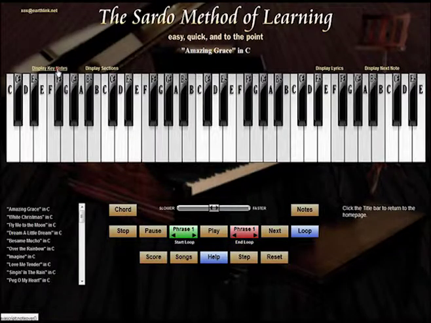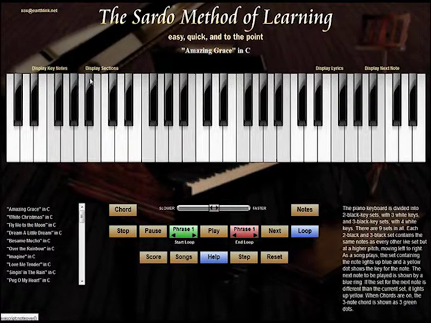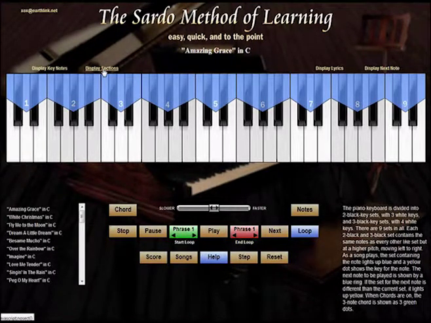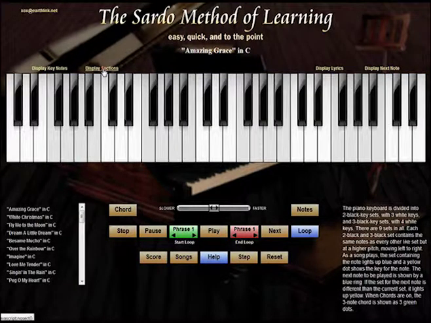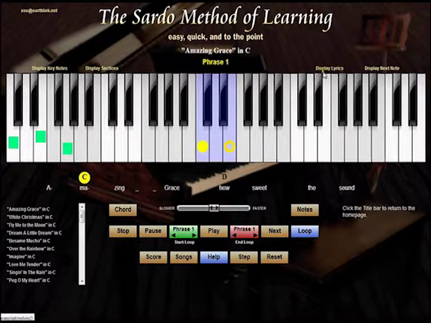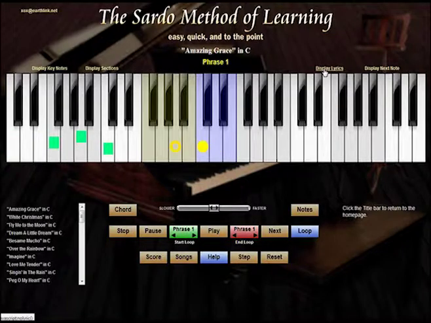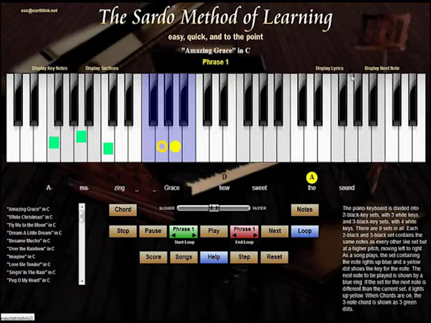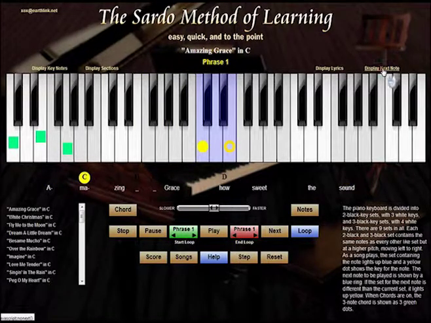Display key notes shows the note name of each key. Display key sections shows the 9 black key sections of the keyboard. Display lyrics shows or hides the notes and lyrics below the keyboard as the song plays. Display next note shows or hides the next note feature of the melody display.